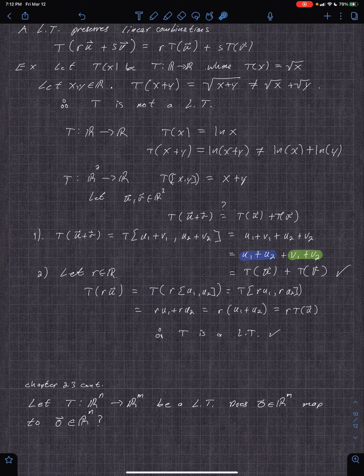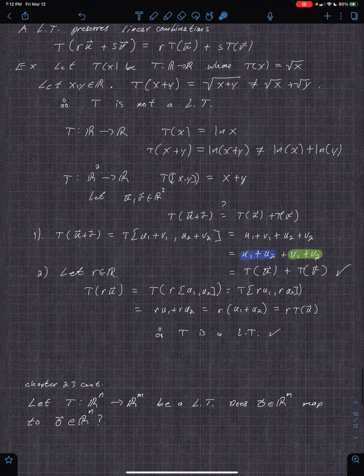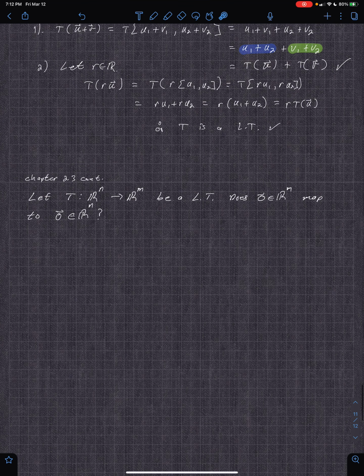Natural log, if you add 2, of course that doesn't work. And then we defined this one, R2 to R, where you're just summing the 2 in the middle. So is this a linear transformation? So we showed that it was a linear transformation. So yes, therefore T is a linear transformation. Okay, so next couple questions then.